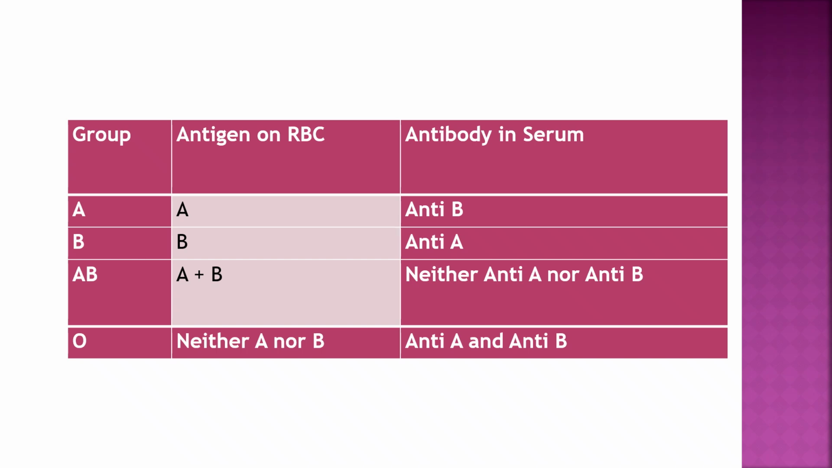In A group, A antigen is present on RBC and anti-B antibody is present in serum. In B group, B antigen is present on RBC and anti-A antibody is present in serum. So the antibody present in the serum is the opposite of the antigen. These anti-A and anti-B are called natural antibodies. In AB group, A and B, both antigens are present on RBC, so no antibody is present in serum. In O group, antigen, either A or B, is not present, so anti-A and anti-B, both antibodies are present in serum.